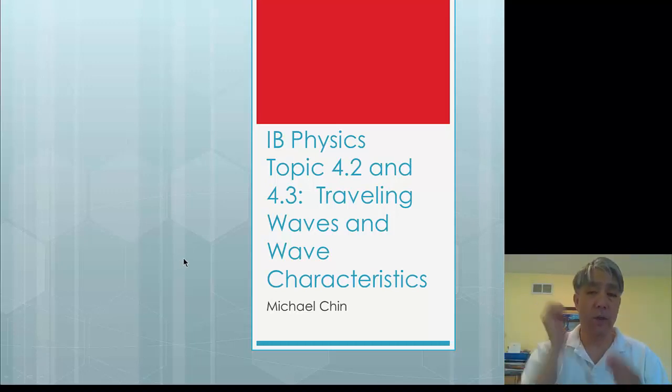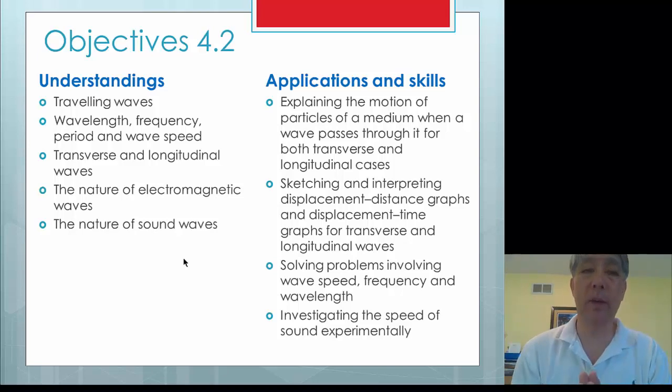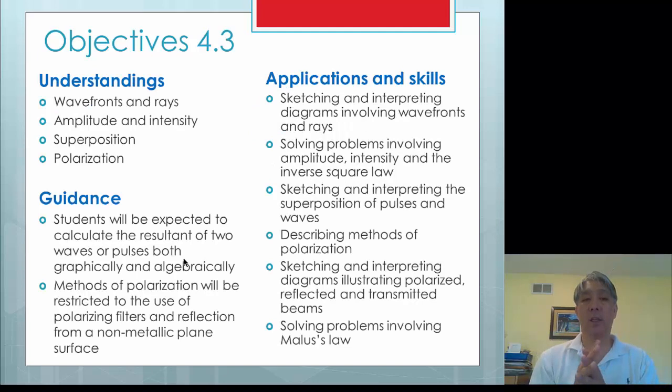Today's lesson is a continuation of topic 4.2 and 4.3, which covers traveling waves and their characteristics. Okay, I'm going to skip over the understandings. We've talked about them in the past, especially for 4.2. Today's lesson is more about 4.3, and we're going to cover amplitude, superposition, and polarization, which is under the understandings in the upper left-hand corner. Actually, superposition I'm going to be moving into topic 4.5, which gets into standing waves.